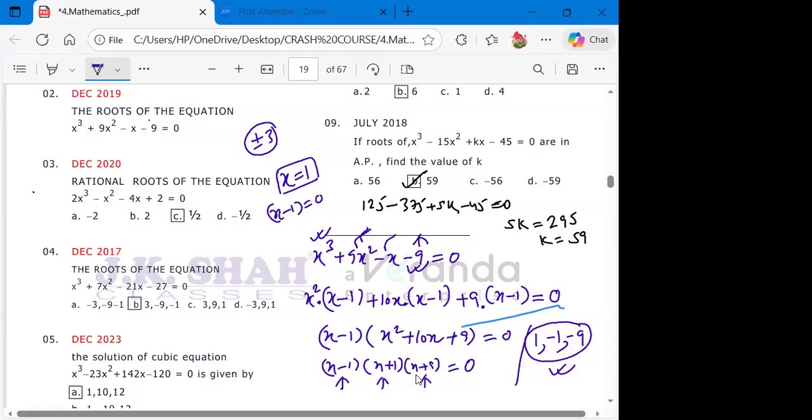If somebody says this method is general for any sort of cubic. But what you are seeing now is especially valid for this one only, because the numbers are very easy. Like it will become x plus 9 and one comma this sum.